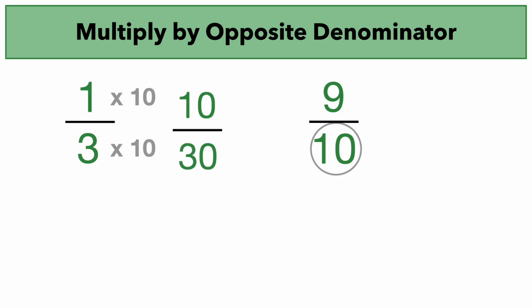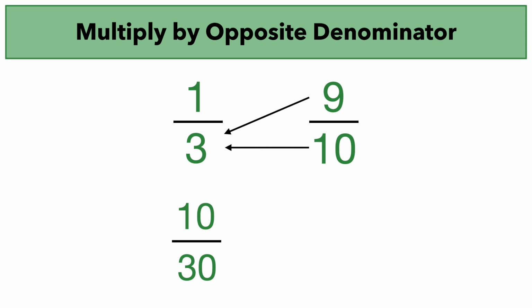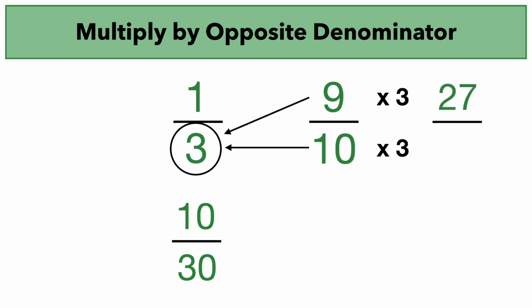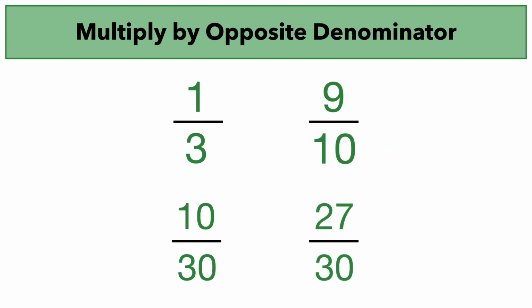And now we have 10/30, and we're going to do the opposite for 9/10. Multiply it by 3. 9 times 3 is 27. 10 times 3 is 30. And now we have common denominators of 30.